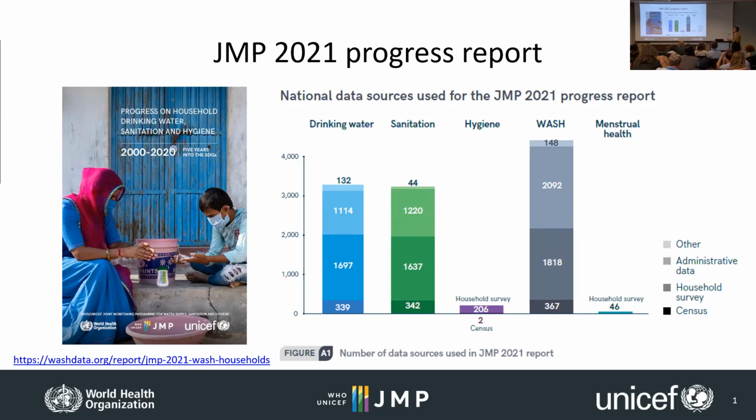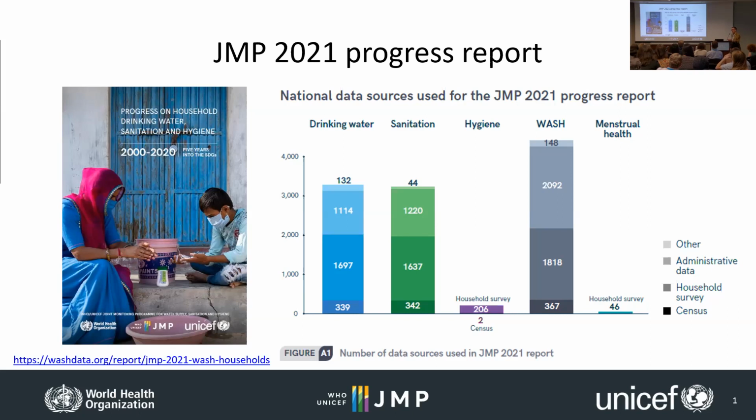So I thought I would start by just orienting people on the latest JMP report on WASH in households, which came out a year ago now. And all of our reports, all of our database rely on national sources of data. So it's not that the JMP goes out and collects data. We go out and collect reports of data that other people have collected. And you can see that we have a lot more data sources, about 3,300 each for drinking water and sanitation. We have about 6,000 plus data sources in our database. Some of them don't get used. So around 4,500 or so were used to produce the estimates that go into the report.